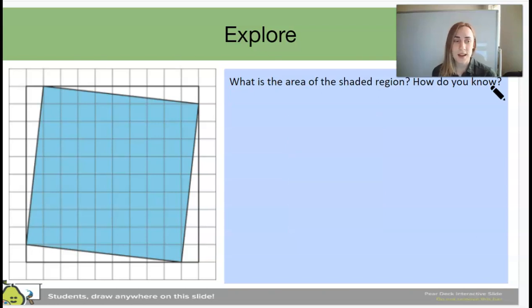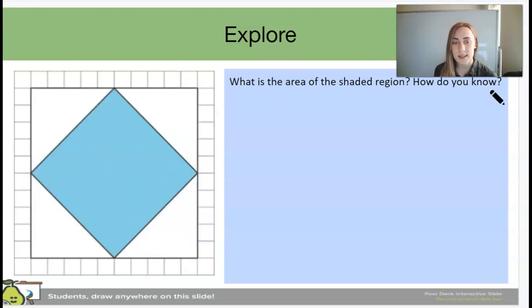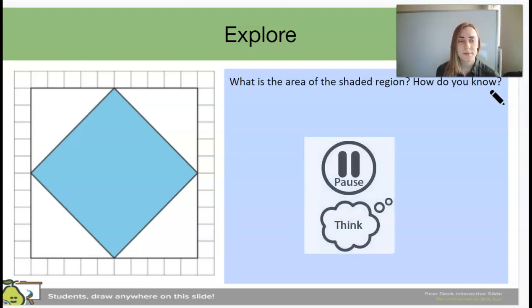Once you've had enough time to come up with your reasoning and answer slide B, come ahead with me to slide C, and we're answering the same question. What is the area of the shaded region, and how do you know? Again, really emphasize the how do you know part of this. How did you figure out your answer? Why are you confident that it's correct? Pause and think.